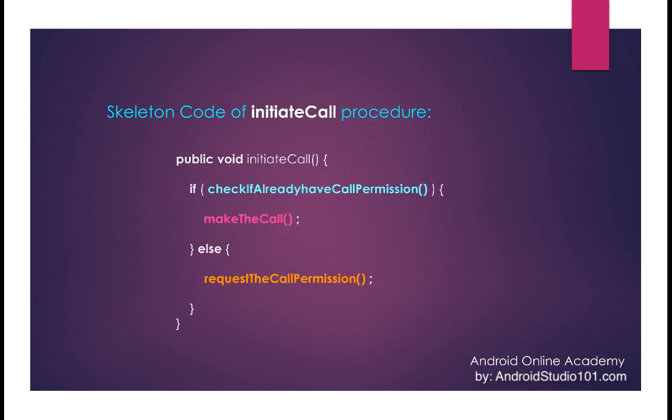So okay, we will be seeing the exact code of this check if already have call permission. This is just a skeleton code right now. Since this is if, it's checking if true. If this procedure returns true, then inside the first if, we call the make the call procedure to make the actual call. But if this returns false, then we go to the else, which is request call permission. So that's it.